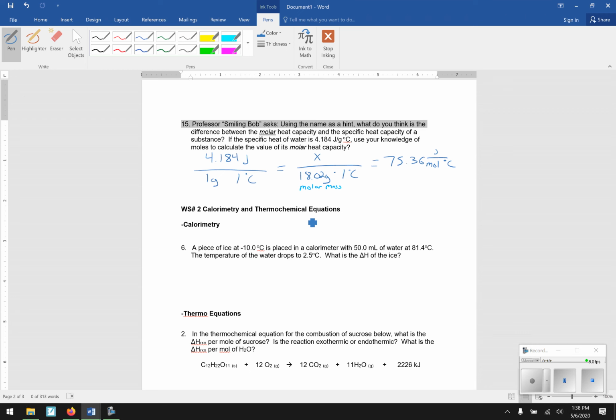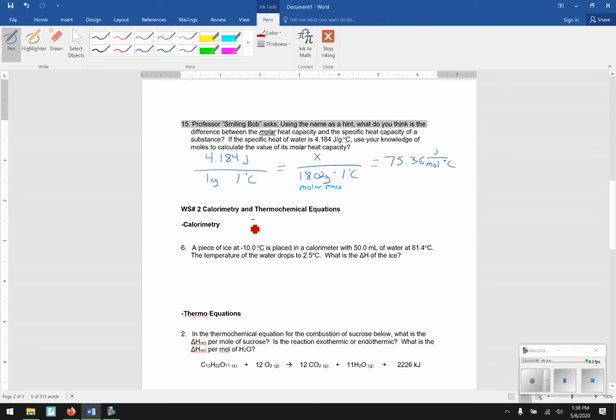Now I'm going to go to worksheet number 2 really quick and do one calorimetry problem and a couple thermo equation problems. I did some examples of calorimetry problems in the previous video, so I'm just going to do one of these. A piece of ice is placed in a calorimeter with 50 milliliters of water at 81.4 degrees Celsius. The temperature of the water drops to 2.5 degrees Celsius. What is the delta H of the ice? Remember, delta H and Q can be used interchangeably. There are more advanced technical differences, but for the most part, they can be used interchangeably.